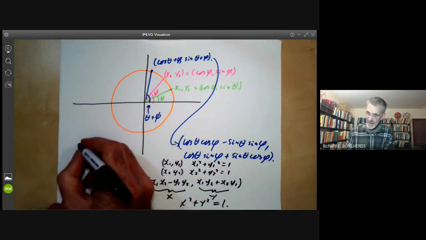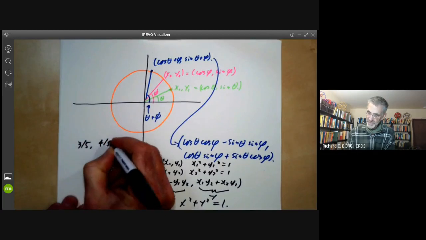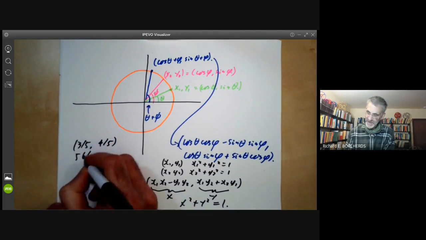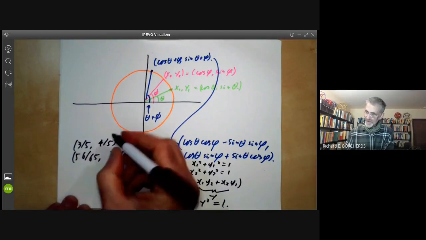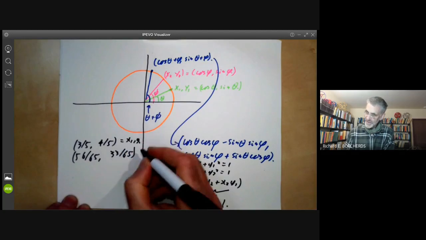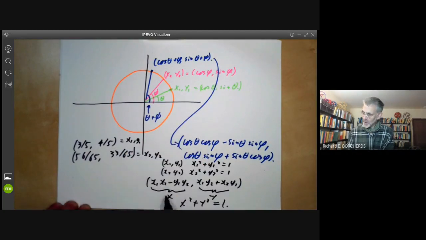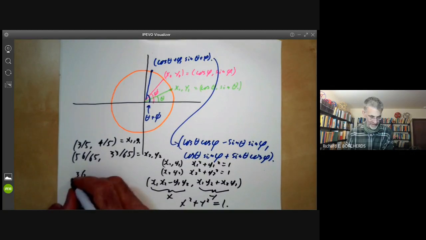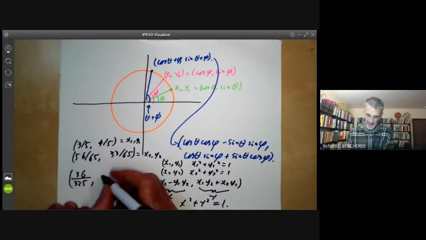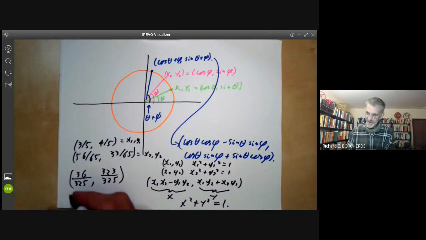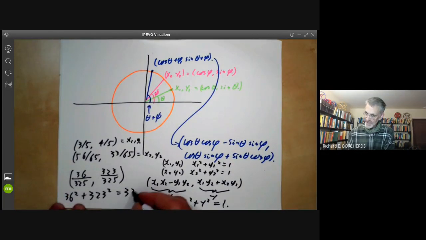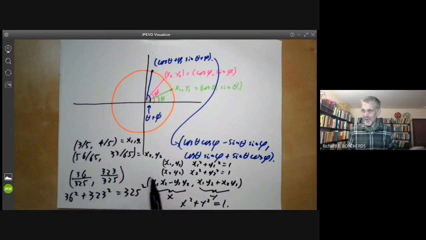For example, we had a solution 3/5, 4/5, and we had another solution 56 over 65, 33 over 65. And if we take this to be x1, y1, and this to be x2, y2, we can work out this equation here, and it turns out to be 36 over 325, 323 over 325. So we found another solution of Pythagoras's equation, 36 squared plus 323 squared equals 325 squared. And we can obviously carry on doing this and produce more and more larger and larger solutions.